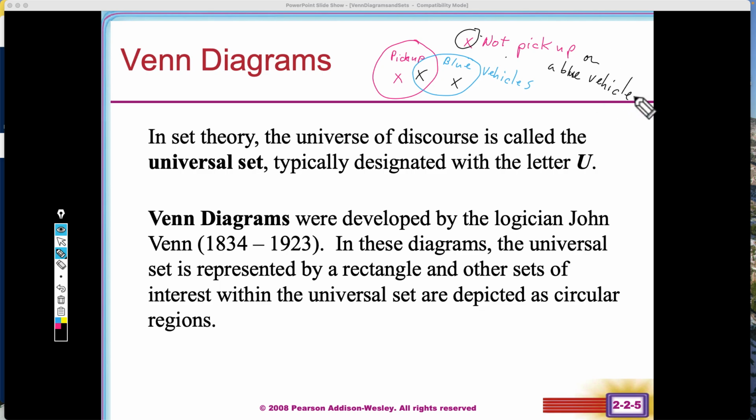Okay. So that's all the circles are: you're either in the club or out of the club. But it can get complicated because there are going to be overlaps, and then there's also the stuff on the outside.